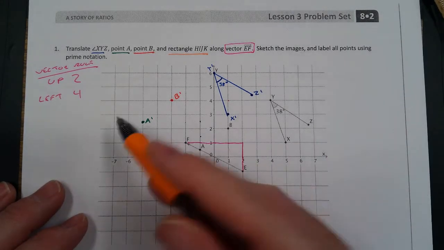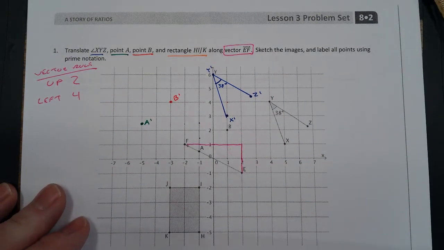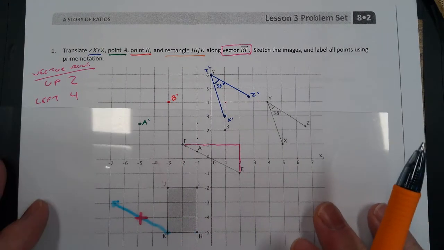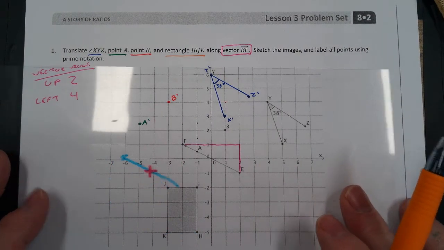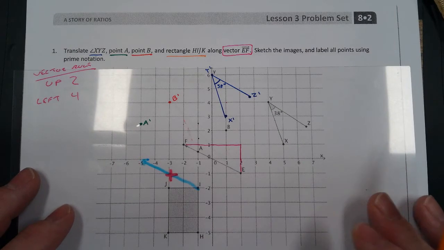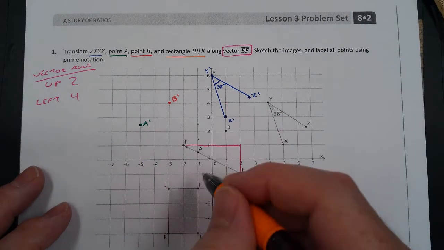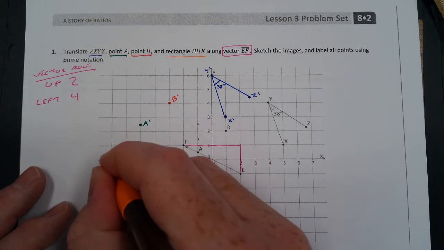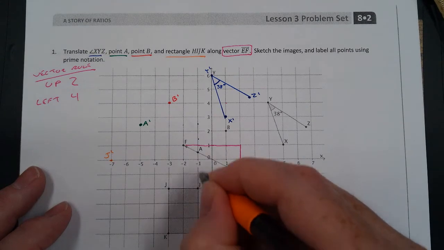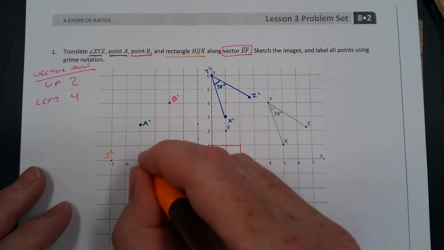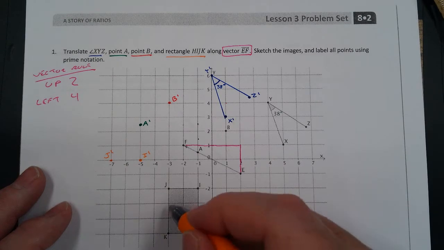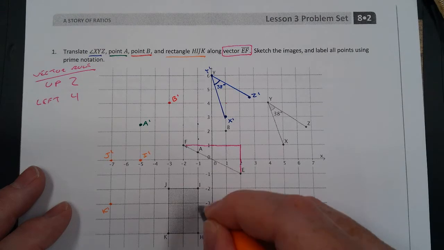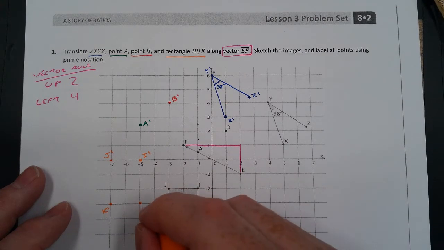I just follow the vector rule, or you can, if you really like the transparency, you can use your transparency to move all of them. I find it easier on graph paper to use the vector rule, but you can use whatever strategy you want today. J moves up 2, left 4, so there's J prime. I moves up 2, left 4, so there's I prime. K moves up 2, left 4, so that's K prime. H moves up 2, left 4, so that's H prime.